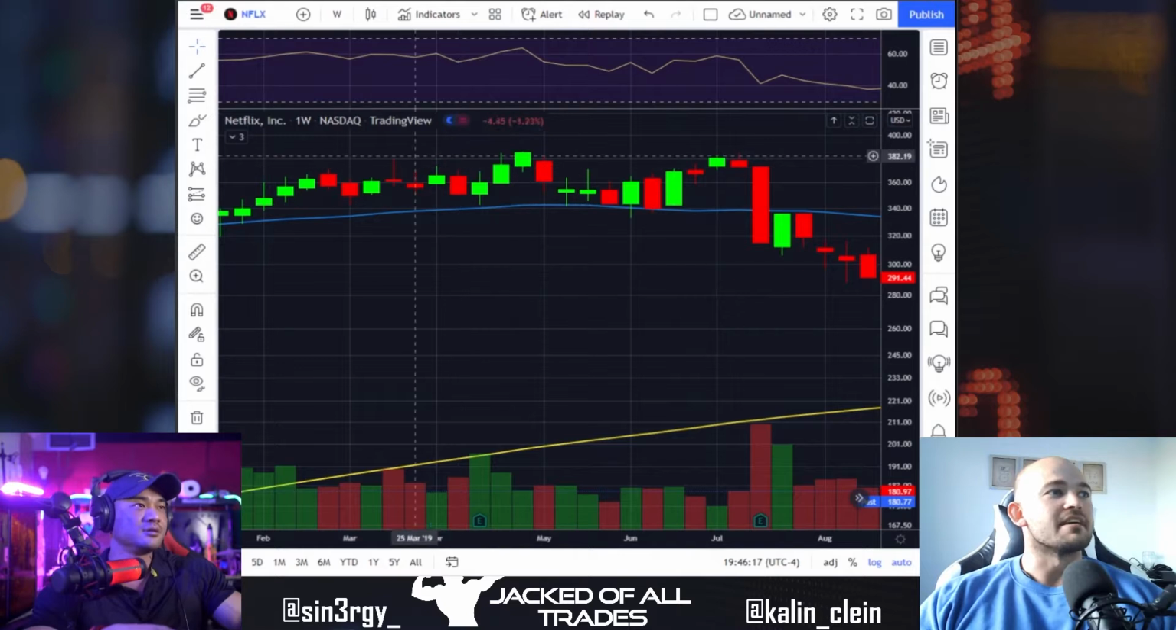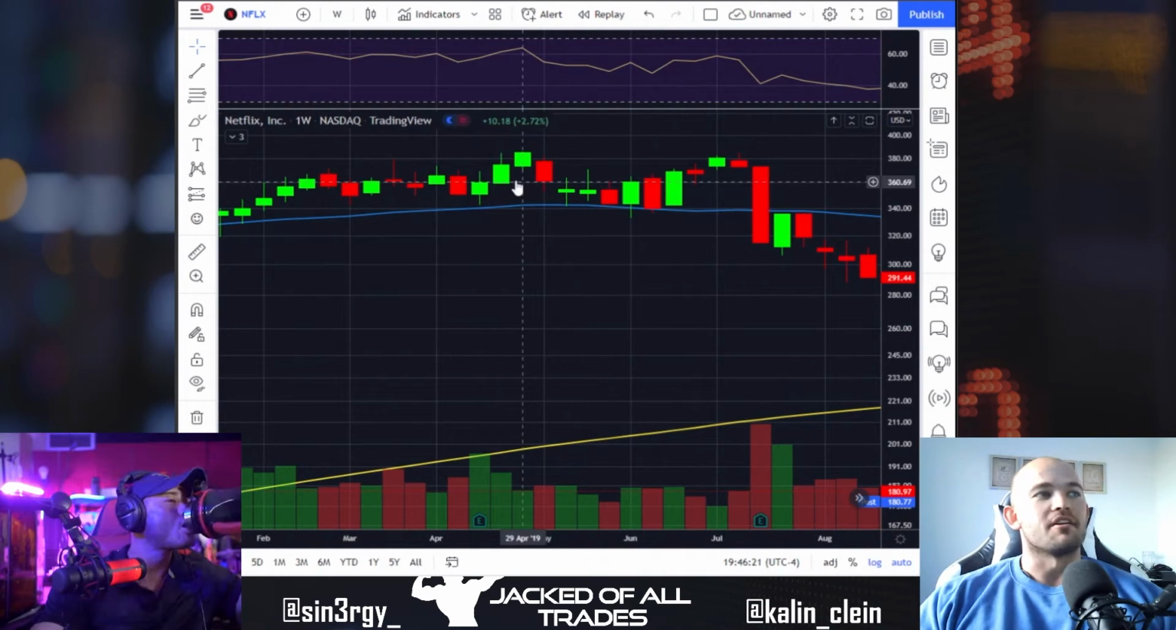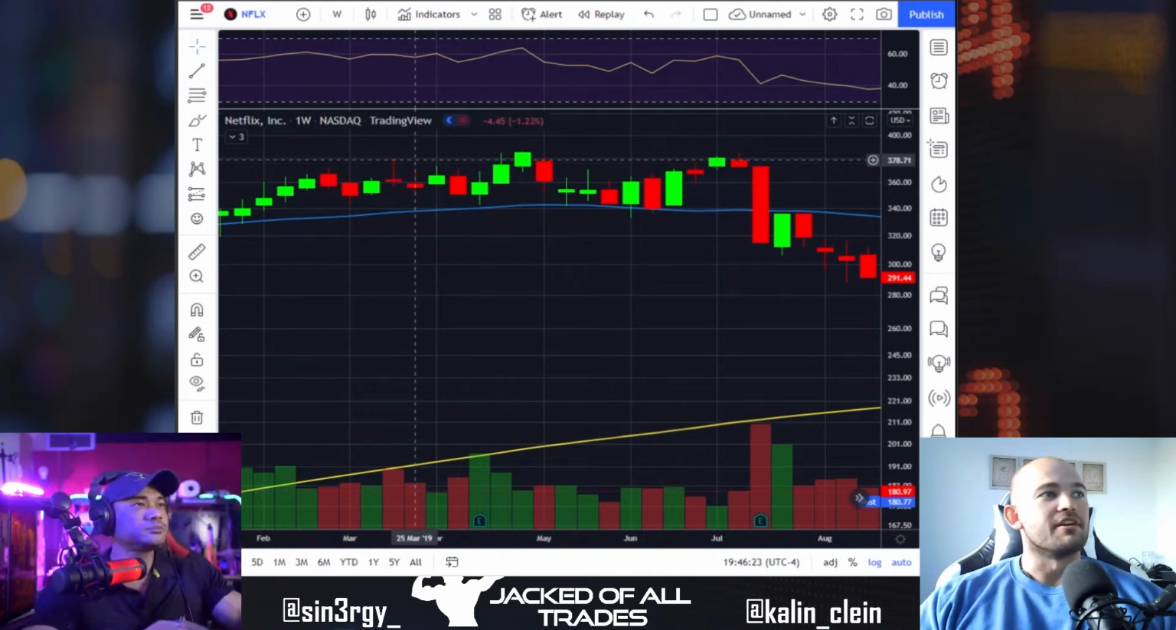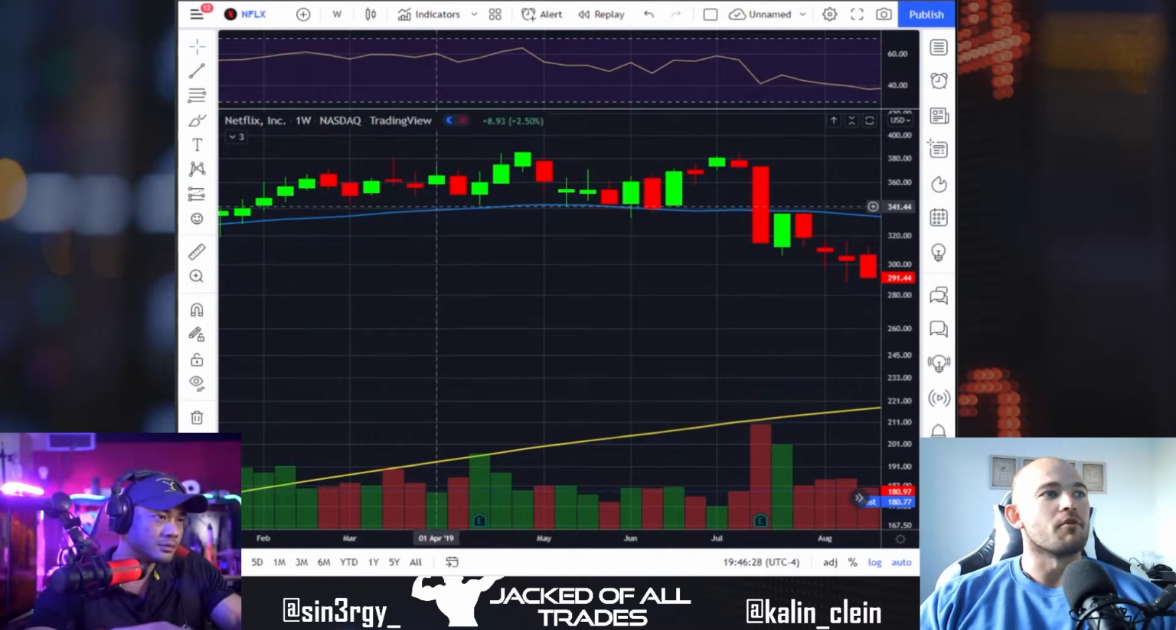But that's again why you'd want to draw your ranges, right? If you're going to trade on a smaller time frame, it's pretty clear that your top is up here at 385 and your bottom's down here around 340, right?